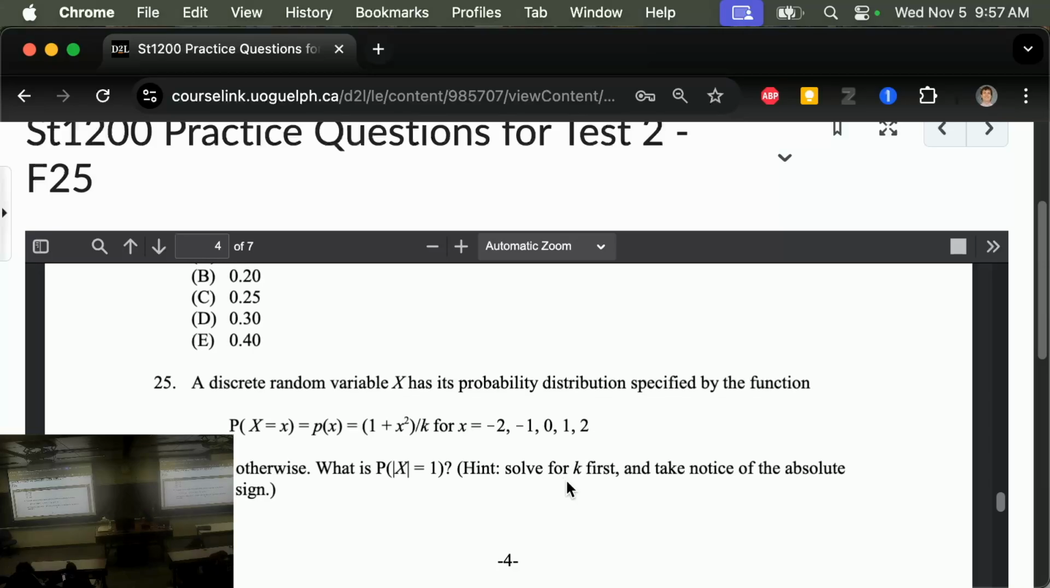Okay, great. So this is a discrete random variable. It's right there in the thing. So there's no continuous stuff, no finding areas. It's all about numbers. What is the hard part in this problem? You have to do a little bit of algebra, like really basic algebra with the x equals x. So a discrete random variable has its probability distribution specified by the function. What is the probability? Absolute value of x equals 1.